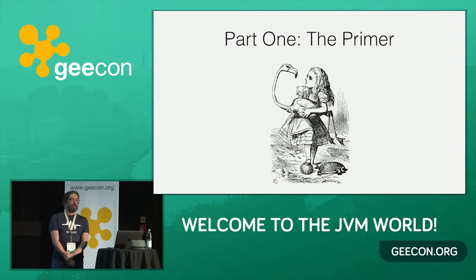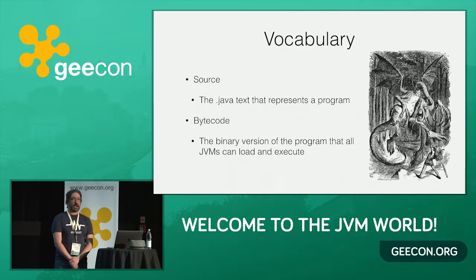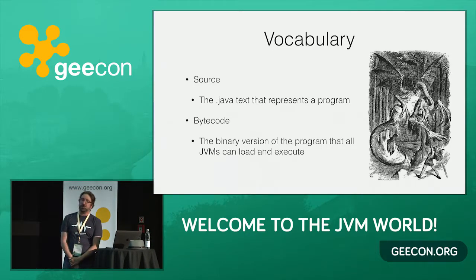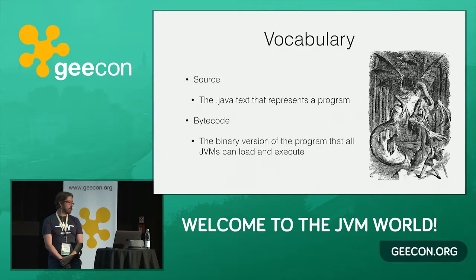Okay, so we'll jump in now. We'll go down the rabbit hole here with a short primer. So I have some vocabulary. Most of these terms you Java developers should all be familiar with. So source code is, of course, the Java code that we actually write, the text files on the file system, and the bytecode is the class files that come out of that.